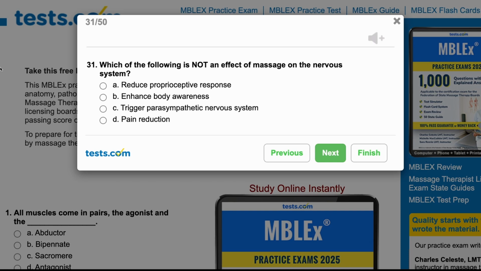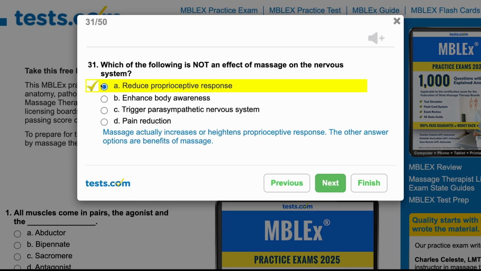Question 31. Which of the following is not an effect of massage on the nervous system? A, reduce proprioceptive response. B, enhance body awareness. C, trigger parasympathetic nervous system. D, pain reduction. A, reduce proprioceptive response. Massage actually increases or heightens proprioceptive response. The other answer options are benefits of massage.